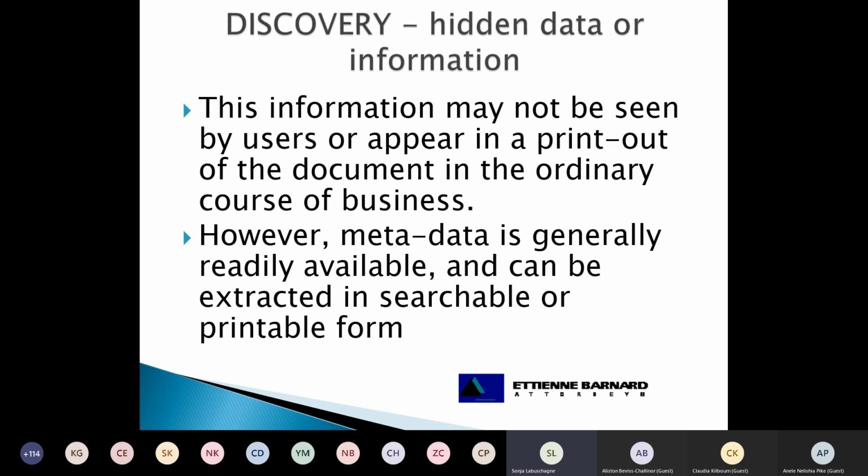Normally you don't see it, but it's easy to obtain. You can get it if you do a printout of the record, of the document, and you would be able to obtain this information quite easily. So please remember, especially if the document gets changed quite a bit, people would be able to access it and they would be entitled to request that information.